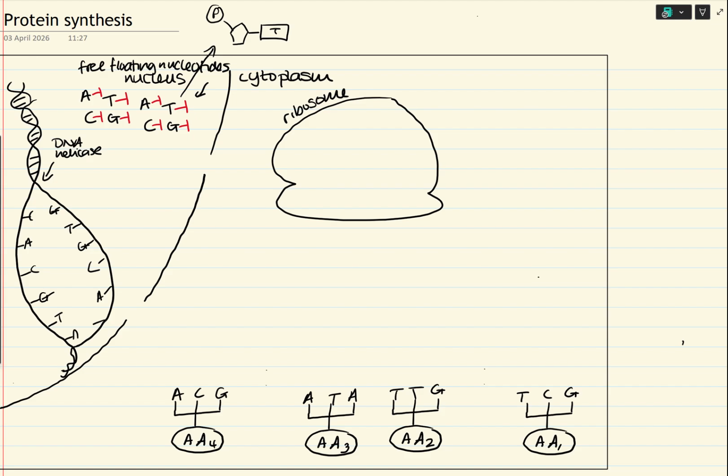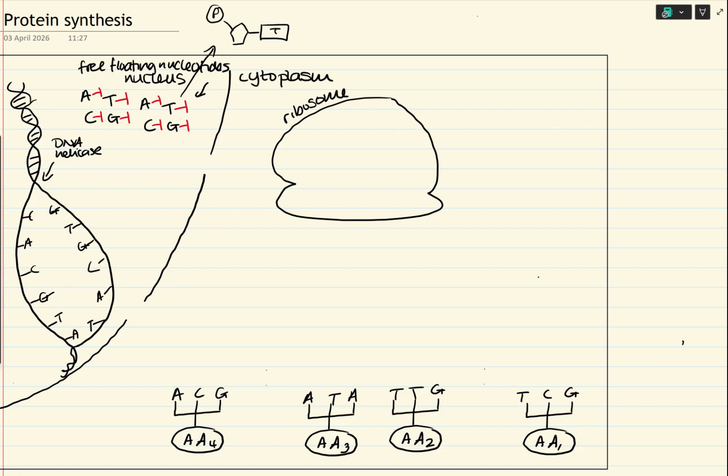Now these bases are exposed. The hydrogen bonds have been broken. That's the result of the work of DNA helicase. So that's very A-level vocabulary now. We don't really need to know the enzyme at GCSE, but there is an enzyme that does it, so we may as well put it in there.